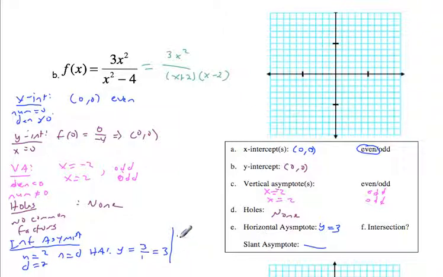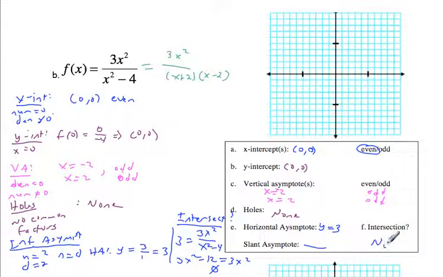In terms of intersection, we're going to look for values where 3 is equal to 3x squared over x squared minus 4. So this is for intersection. And if we multiply both sides by x squared minus 4, we're going to get 3x squared minus 12 is equal to 3x squared. That has no solution. So we have no points of intersection between our graph and our infinite asymptote, which is the horizontal asymptote y equals 3.